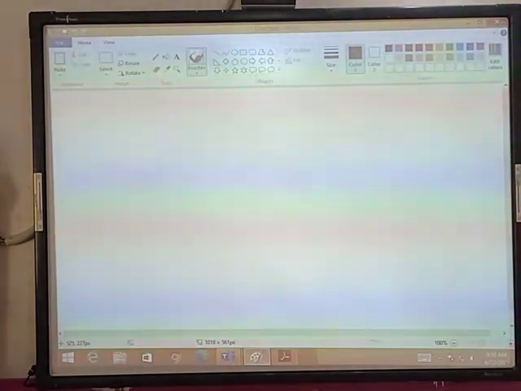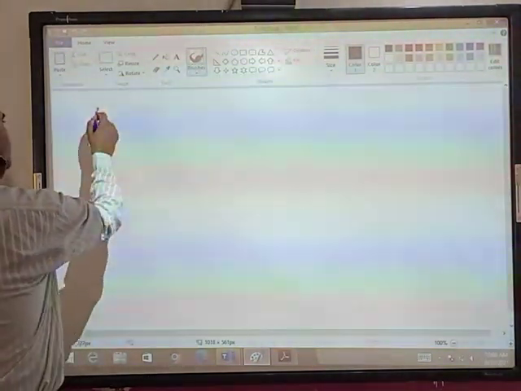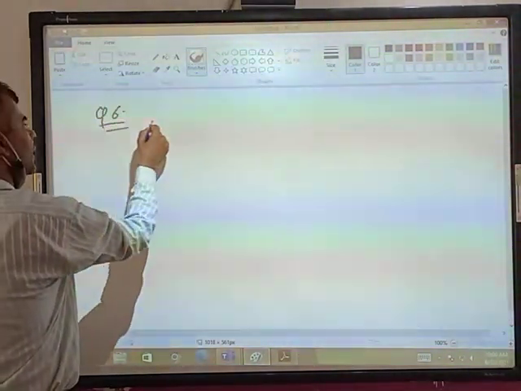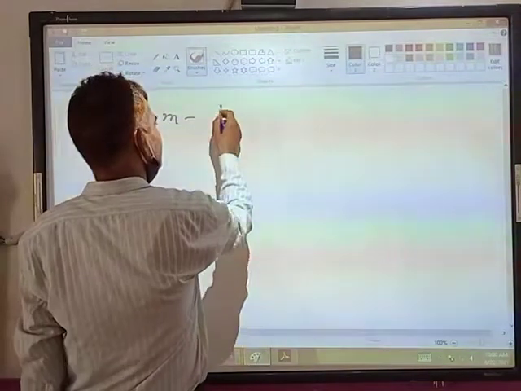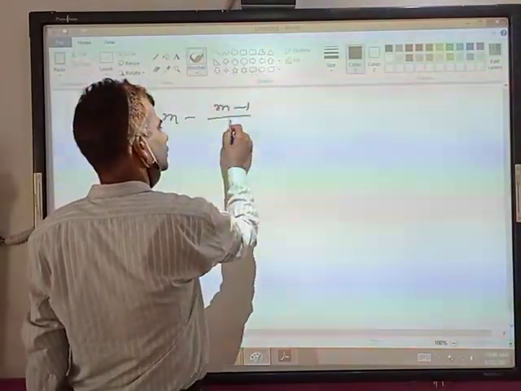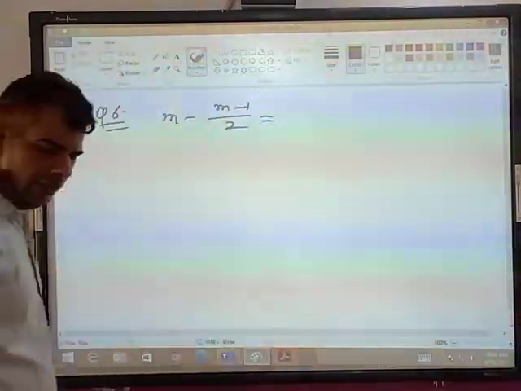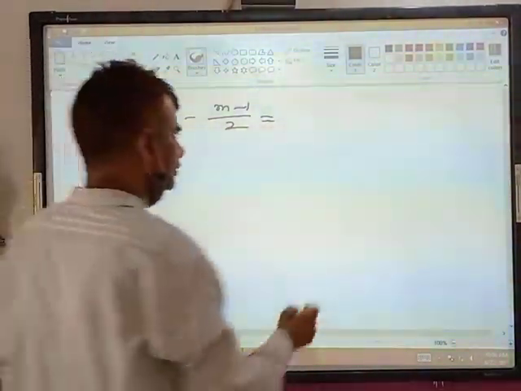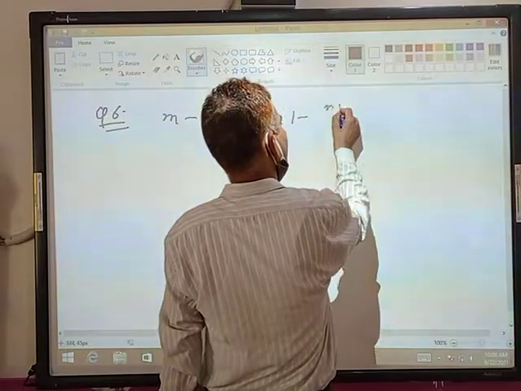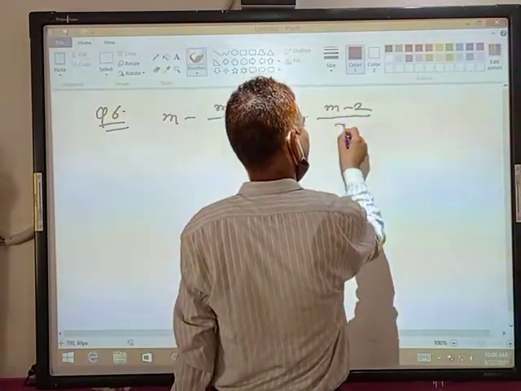Now student, question number 6. (m − 1)/2 is equal to 1 − (m − 2)/3.